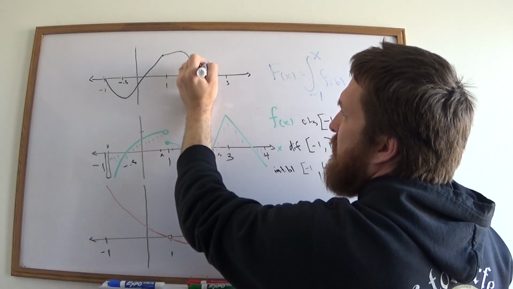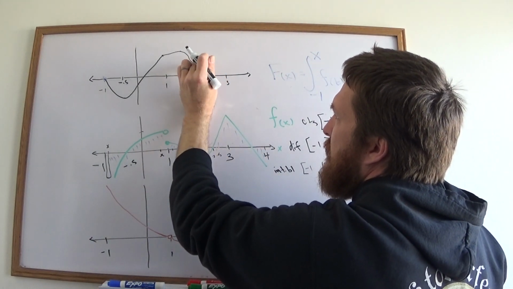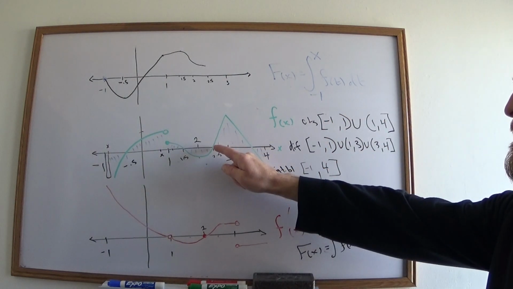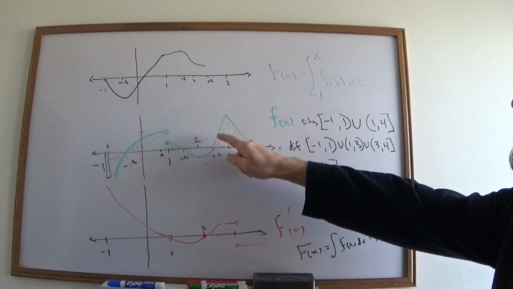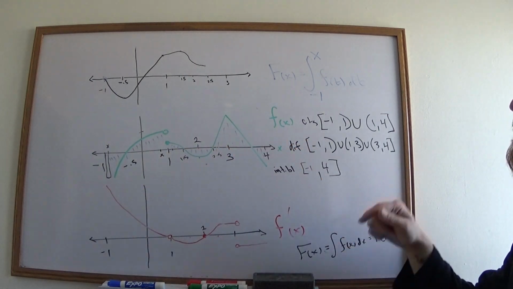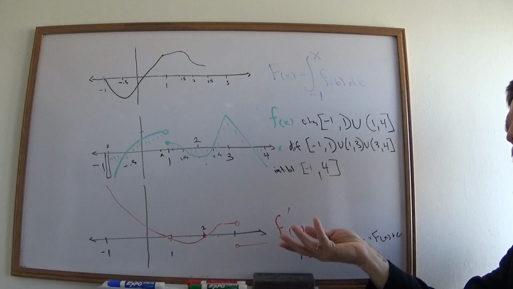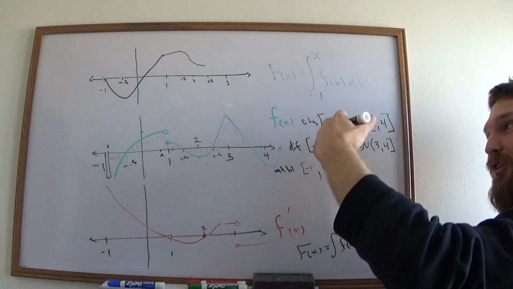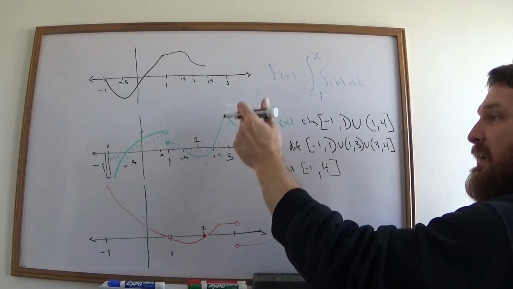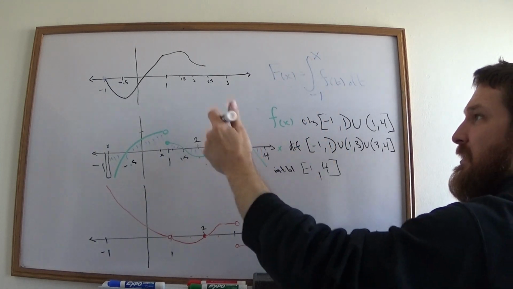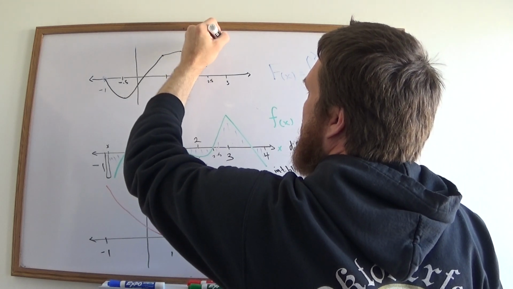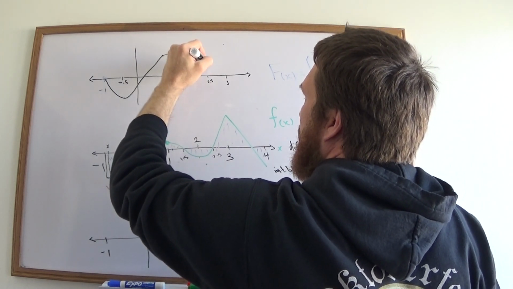Here at 2.5, like that. Now it's positive, and it looks like a line. So the antiderivative of a line is a parabola. This should look like a parabola going up until we get to 3. So it's a parabola from here to say here.